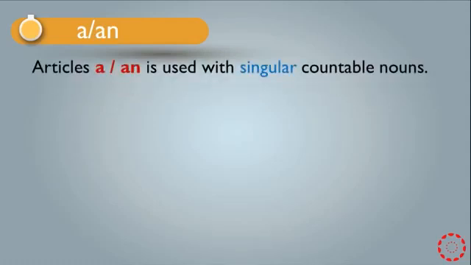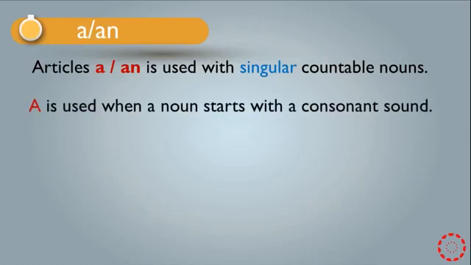Articles like a or an are used with singular countable nouns. The noun that we use must be singular, and we can count them.